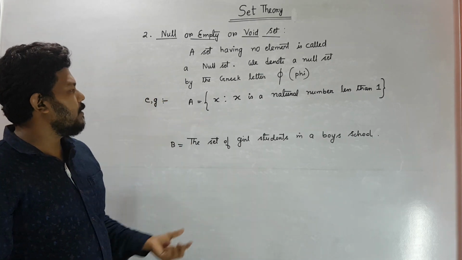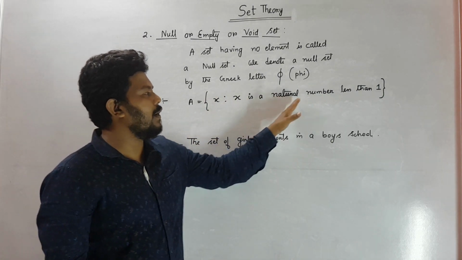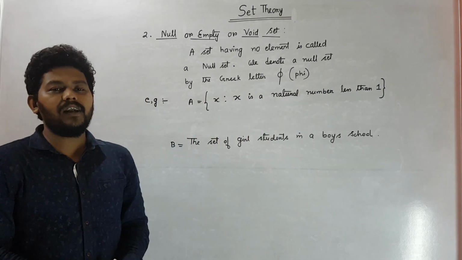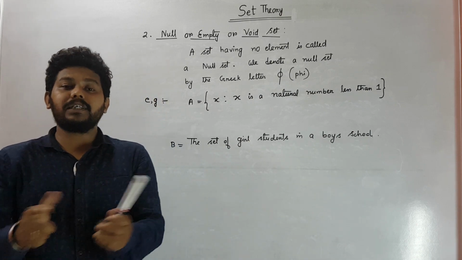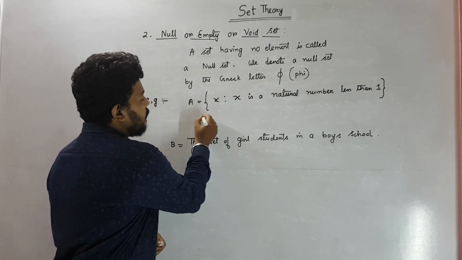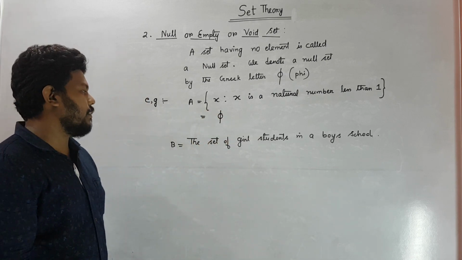For example, set A, x is such that x is a natural number less than 1. Now, natural numbers start from 1. So, you cannot say a natural number less than 1. That's why it is a null set. There can't be any element in this set.